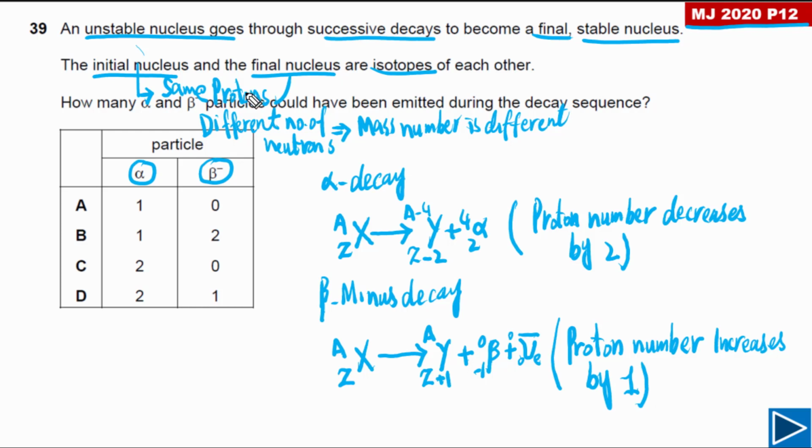If we go back to our isotope, we want the proton number to stay the same. So if there is 1 alpha decay and 2 beta decays, then the proton number will not change, because in one case the proton number decreases by 2 and in the other it increases by 2. So if we have 2 beta minus decays and 1 alpha decay, 2 minus 2 means the proton number stays the same. So it has to be 1 alpha decay and 2 beta decays. That's the answer for this question. I hope it is clear.